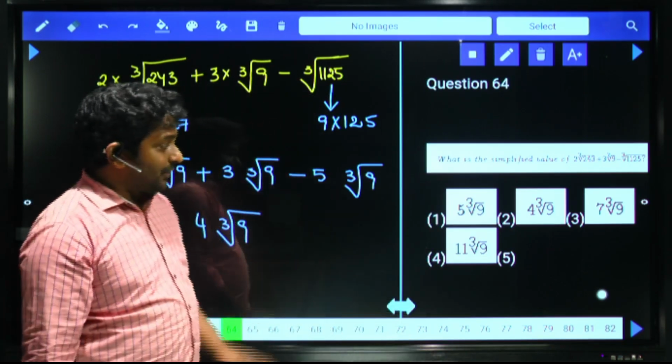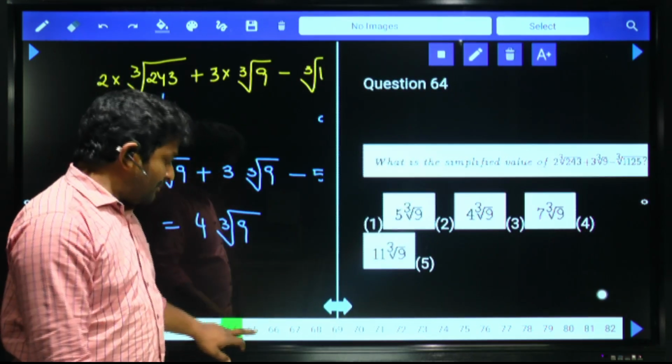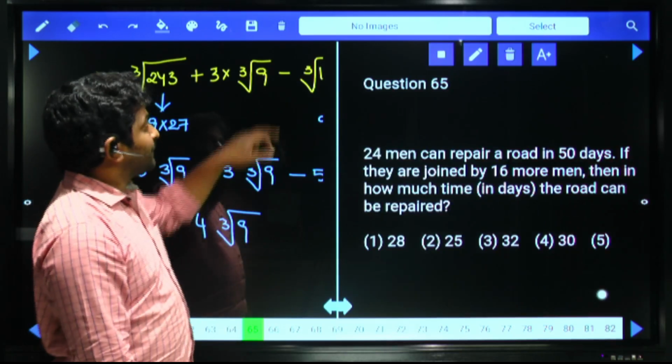Second option. So you will get the idea when you look at your options. So do remember, every time your answer is in the options.